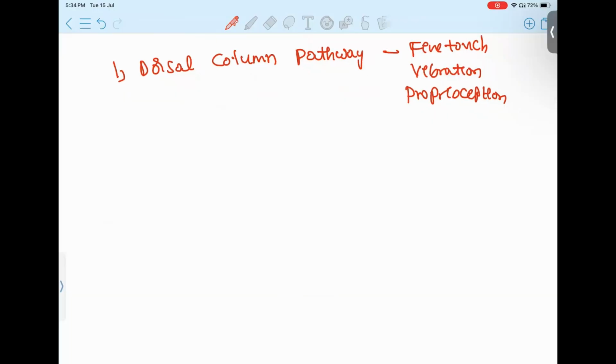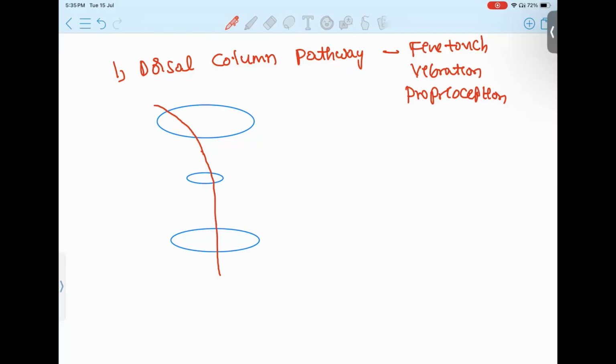But how is this dorsal column pathway traced? Let's see this way. Usually this pathway starts from your cerebral region. It will travel from the cerebral region through the thalamus, and then it will reach the medulla, and then it will travel towards the spinal cord. This is how one of the pathways will travel.